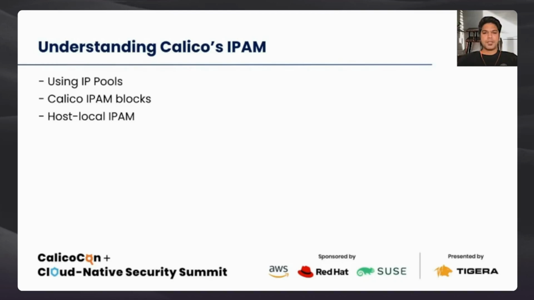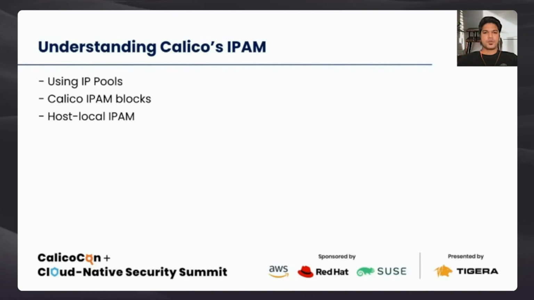The host local plugin, which we gave a quick introduction to in the last slide, is a simple IP address management plugin. It uses predetermined CIDRs statically allocated to each node in order to choose addresses for pods. Once set, the CIDR for a node cannot be modified. Pods can be assigned addresses only from within the CIDR allocated to the node. Calico can use the host local IPAM plugin using the node.spec.podCIDR field in the Kubernetes API to determine the CIDR to use for each node.